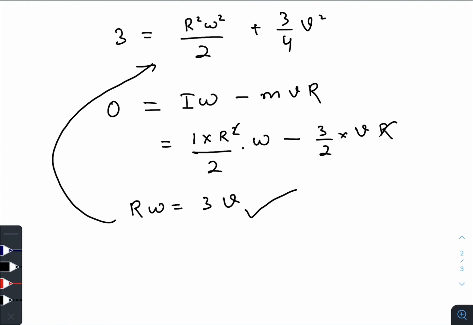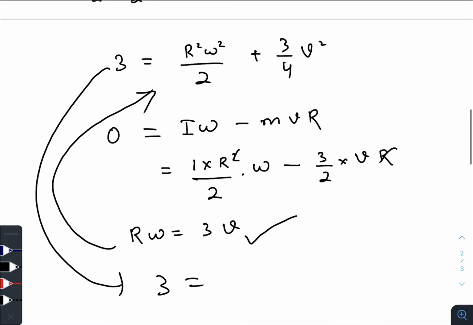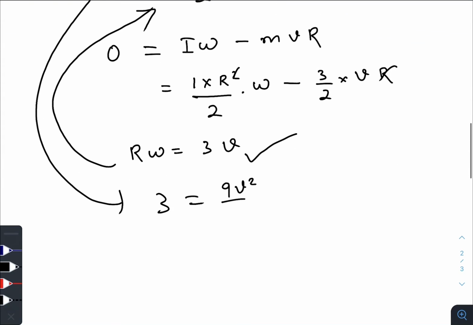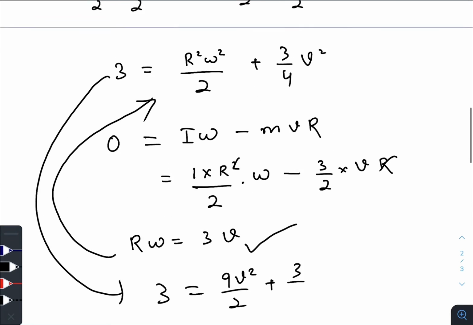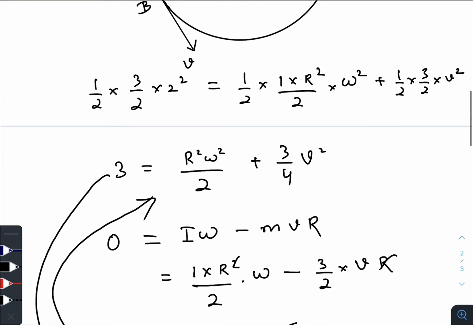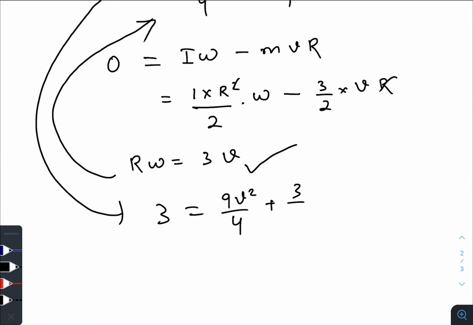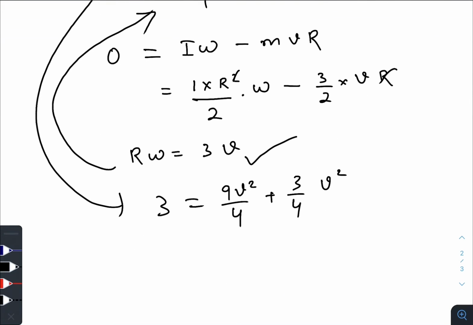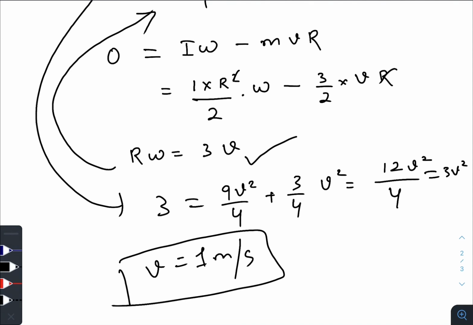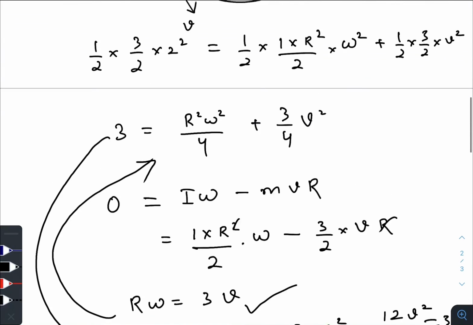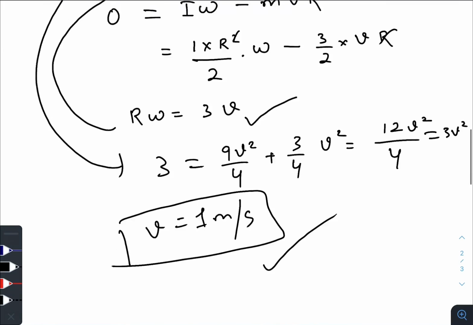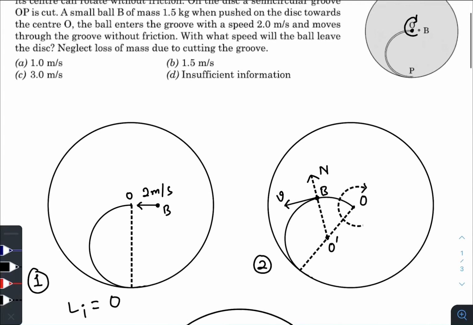We will just put the value in the first equation, then we will get 3 equals 9v squared divided by 2 plus 3 by, here it will be 4 actually, because 2 times 2 will be 4. So we have 9v squared divided by 4 plus 3 by 4 v squared. So we have 4, 12, 3v squared. So v equals 1 meter per second. So the final speed of the ball just while coming out of the groove will be 1 meter per second with respect to the ground. So option A is correct.